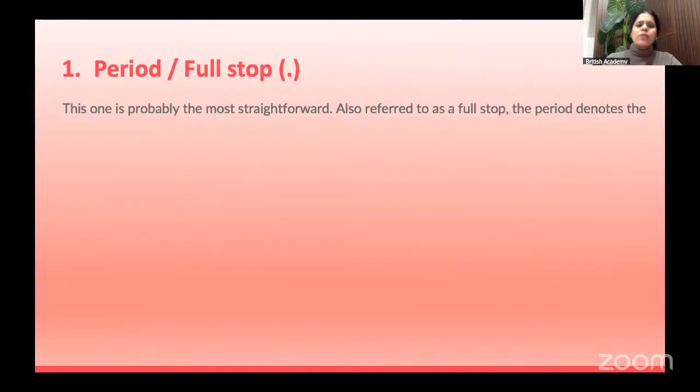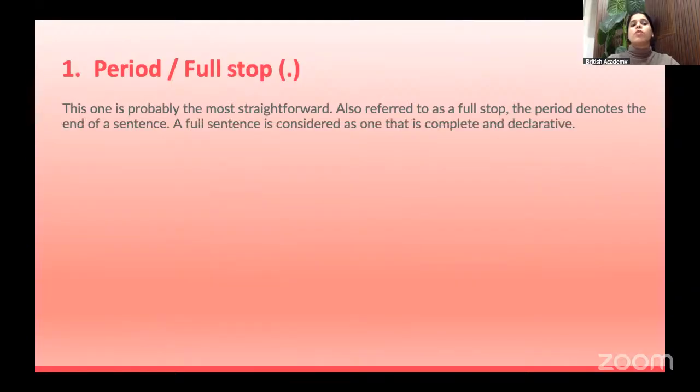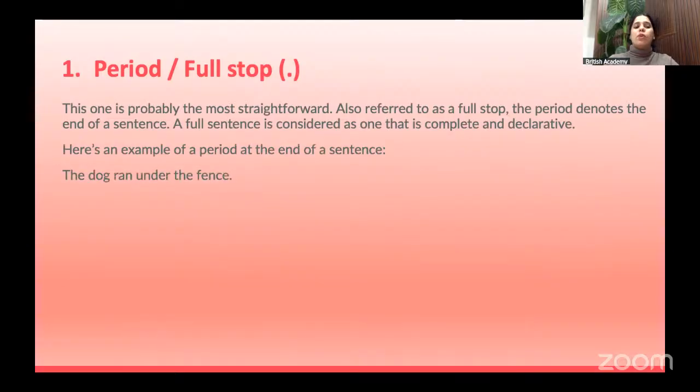It is very straightforward and easy, but I have seen multiple times students forget to use it. This makes it confusing where the sentence has ended and where another sentence has started. A full stop is used for a sentence that is complete and declarative. Here is an example of the period: The dog ran under the fence. Here we have used the full stop because the sentence is complete.